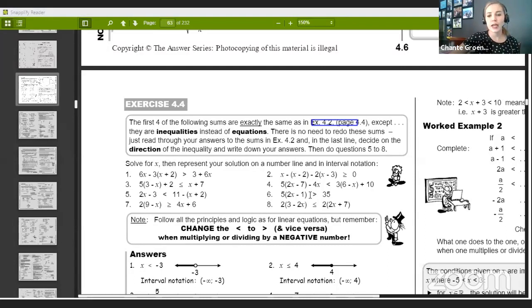Remember yesterday I said we want to get the x term on the left side and we want to get our numbers on the right side. Okay? So when I do that, then I get one number here, and then I want to get x alone. So that would be my second step. Try and get x alone for me.